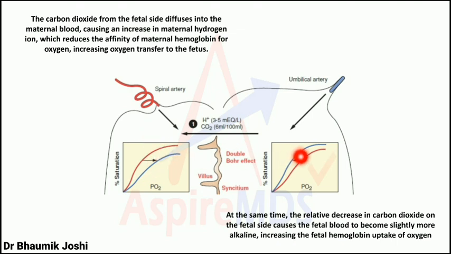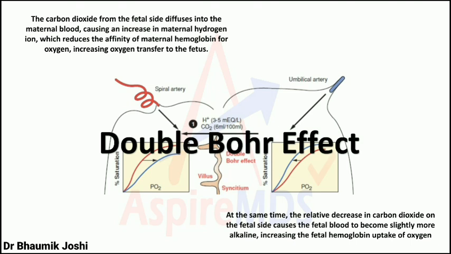In addition to that, because this fetal blood is losing carbon dioxide, it will become more alkaline, and because it is becoming more alkaline, the hemoglobin will accept more of the oxygen. So again more oxygen is taken by the fetal blood. So the Bohr effect is happening on this side as well as this side. So this phenomenon is known as double Bohr effect.